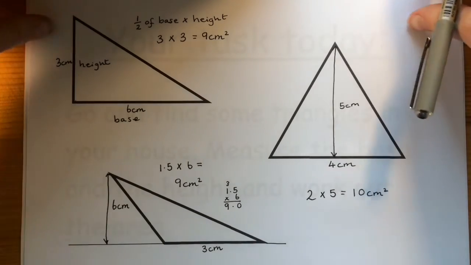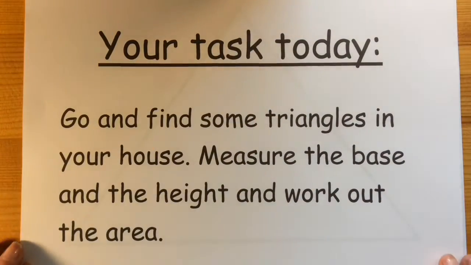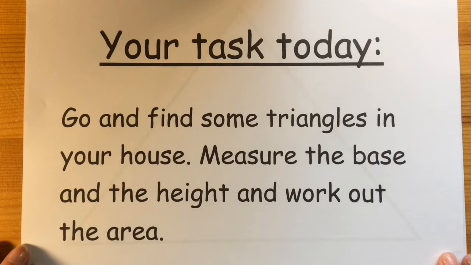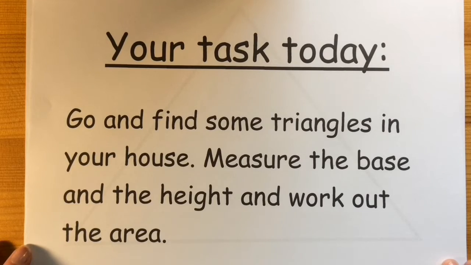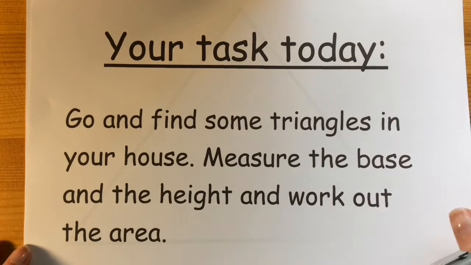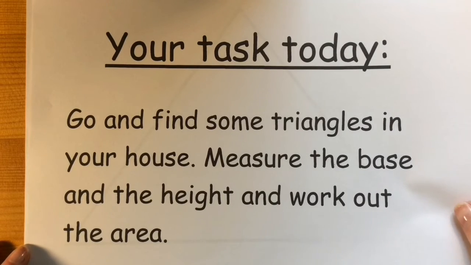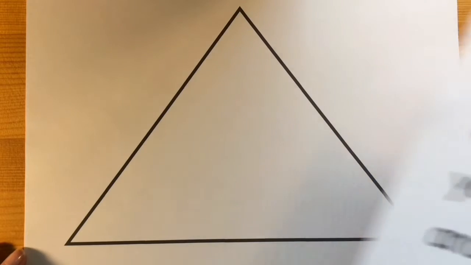Your task today is to go and find some triangles in your house, measure the base and height and work out the area of those triangles and write them down in your exercise book. I know some of you don't have rulers, so I'm going to show you what to do if you don't have a ruler to measure with.